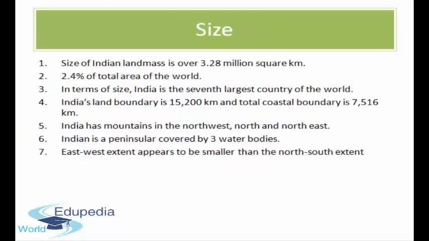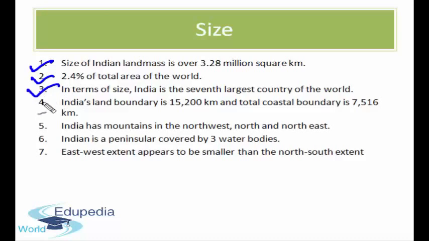Now let's move on to the second topic. Let's get to know about the size of the Indian subcontinent. The landmass of India has an area of 3.28 million square kilometers. We are just talking about the landmass area that forms the Indian border, and this landmass also includes both the islands, Lakshadweep and the Andaman and Nicobar Islands. This much of Indian landmass forms 2.4% of the total area of the world. Which means when we compare the landmass of India with the rest of the landmass of the world, India takes 2.4% of the entire pie.